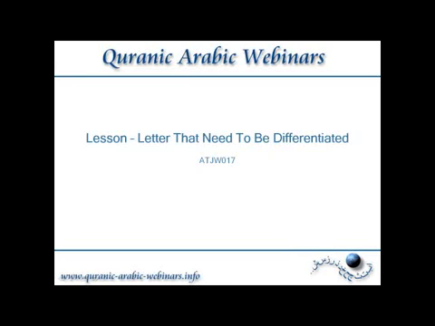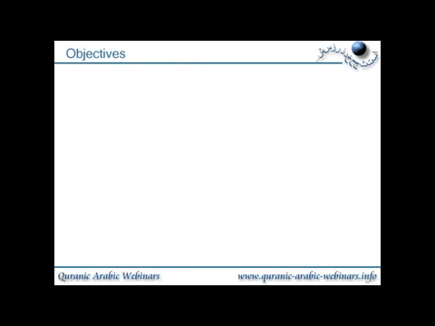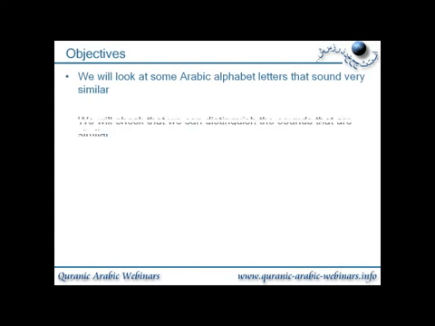This lesson is about letters in the Arabic alphabet that need to be differentiated. Objectives: we will look at some Arabic alphabet letters that sound very similar, and we will check that we can distinguish the sounds that are similar. So the object of this lesson, or small practice, is just to make sure that you understand the difference between certain alphabet letters that sound very alike.